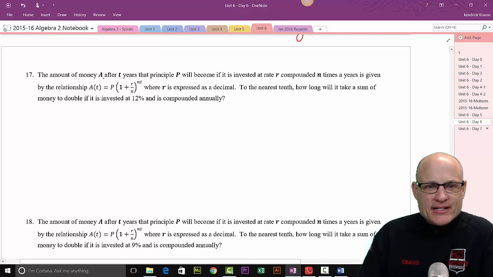The amount of money A after t years with principal P. Now we're going to do it annually. To the nearest tenth, how long will it take a sum of money to double if it's invested at 12% and it's compounded annually?